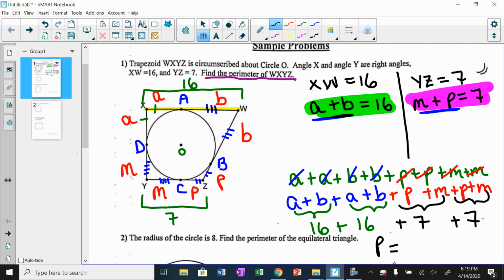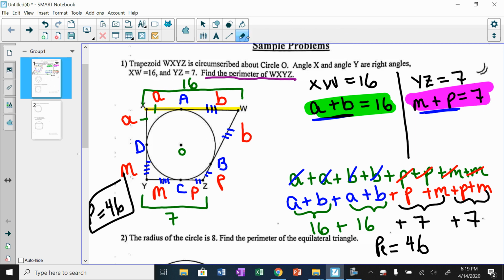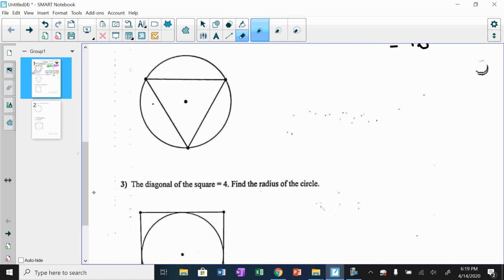Let's go ahead and add that. 16 plus 16 is 32, and then 7 plus 7 is 14. So our total perimeter is 46. And that's our answer, perimeter. I shouldn't say P because P represents a side length. So I will write perimeter.